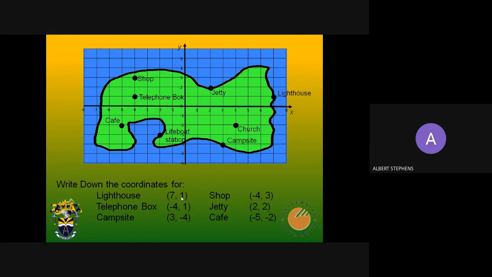It's very important that we know how to plot points on a Cartesian plane. Do you have any questions?